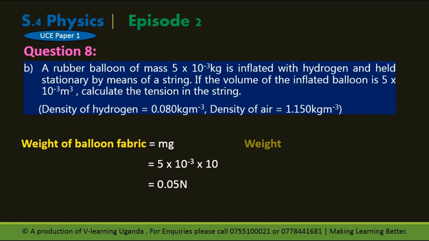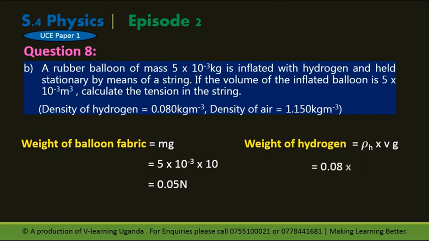How do we get it? We go back to our formula of density being equal to mass over volume. So if you want mass, mass is the density times the volume. Density has been given, so our formula of weight of hydrogen will be density of hydrogen times the volume times acceleration due to gravity.